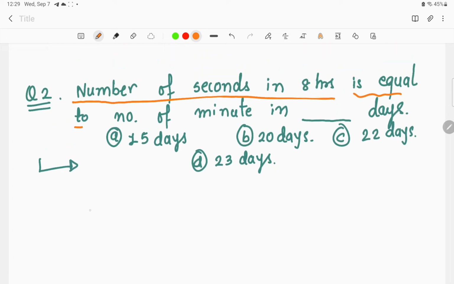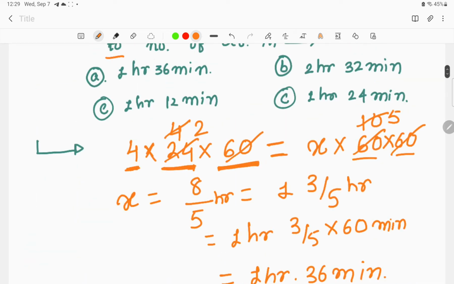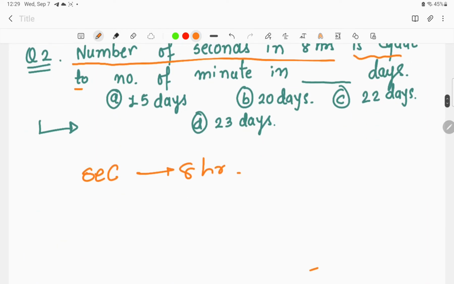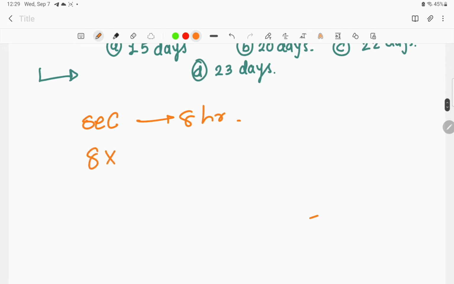Read the very first statement. We have to see the number of seconds in 8 hours. So basically here we are moving from hours to seconds. We have to convert the hour into second. So for converting the hour into second, what we will do, we will multiply it by 60 and again multiply it by 60. So basically here we will multiply 8 hours into 60 minutes into 60 seconds. So this is all about the seconds, right?